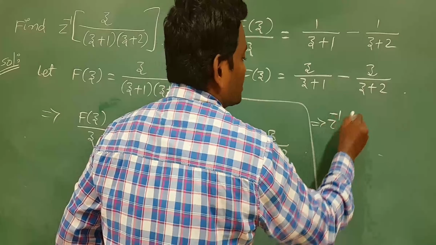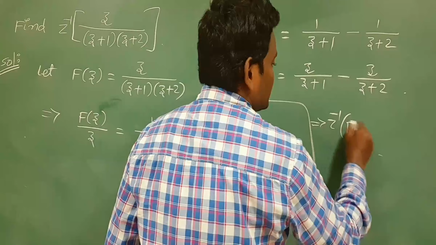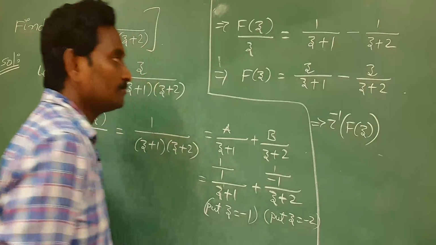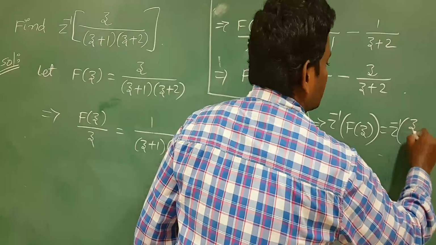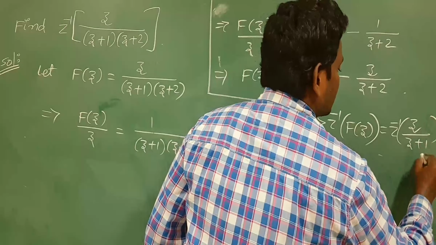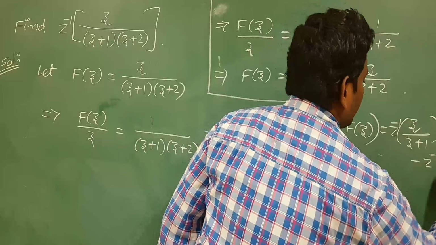Apply inverse on both sides. By applying Z inverse of f of z and directly separating the terms, you will get Z inverse of z by z plus 1 minus Z inverse of z by z plus 2.